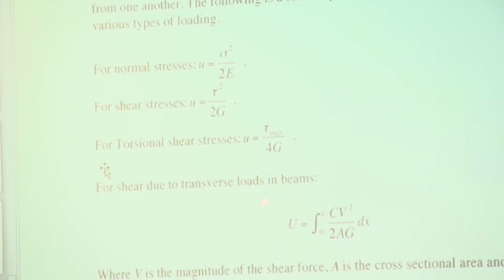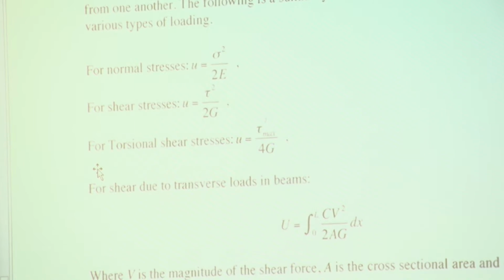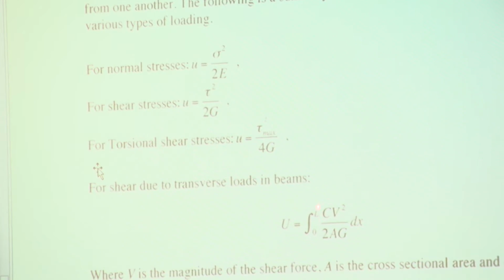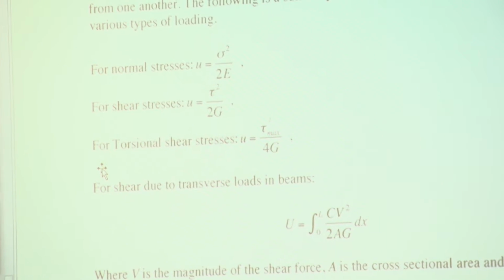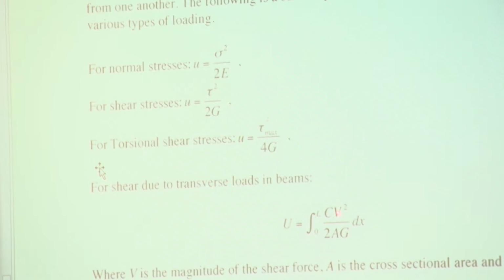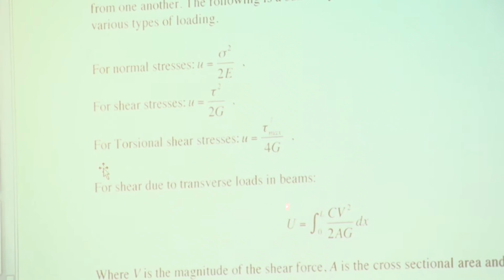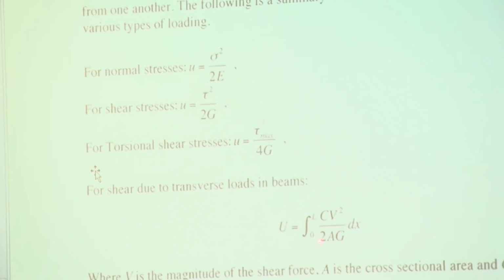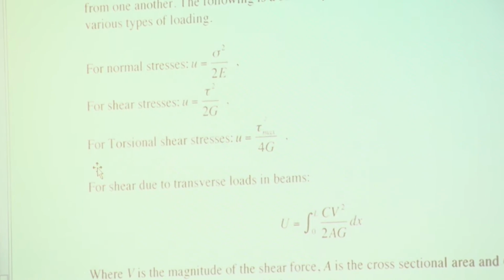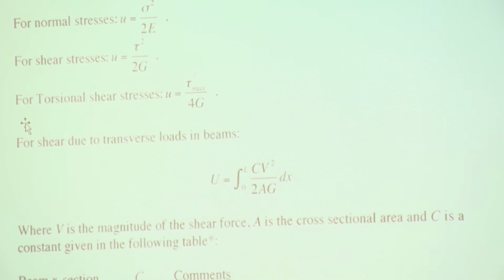For shear due to transverse load, this is the VQ over IT term. The equation is very, very similar. For the time being, forget that C. Everything else is exactly the same as the energy due to shear deformation that we had. We had F squared over 2AG dx, which is now V squared over 2AG dx. The only difference is that the shear stress is no longer a constant.